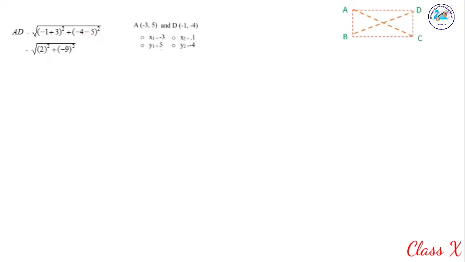Calculation part. Minus 1 plus 3 is 2. Minus 4 minus 5 is minus 9. So 2 square plus minus 9 square. Calculation again, that is 2 square is 4. Minus 9 square is 81. So 4 plus 81 is equal to root of 85 units. That is the length of the side AD.